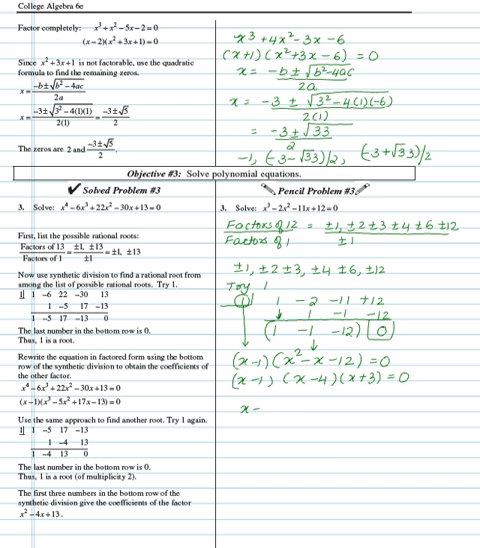So setting x minus 1 to 0, I get x is equal to 1. Setting x minus 4 to 0, I get x is equal to 4. And setting x plus 3 to 0, I get x is equal to negative 3. So the zeros of this polynomial are 1, 4, negative 3. These zeros are also the x-intercepts of the polynomial.